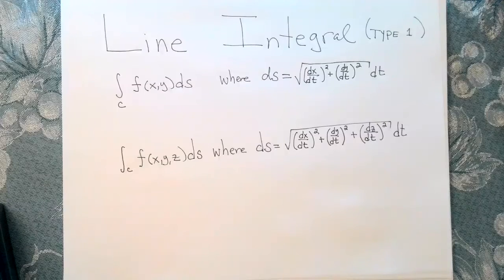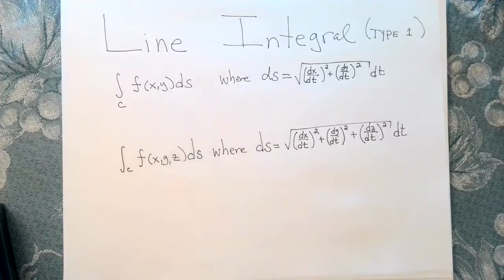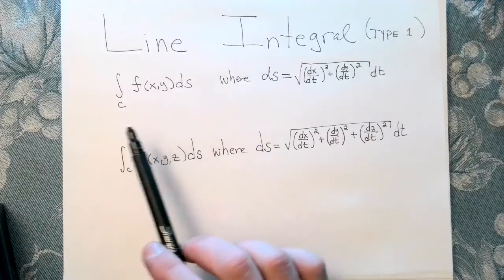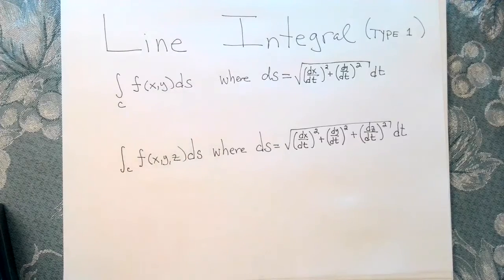Hey, welcome back, everybody. So we want to talk about the first type of line integral that could describe the mass of a wire that has variable density f. And so we've got two forms here. We've got one for a line integral in R2 and one for a line integral that's in R3.